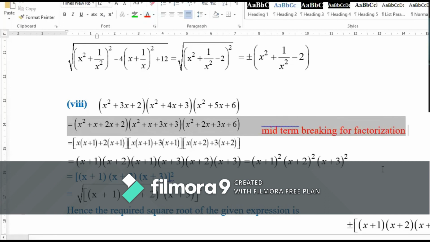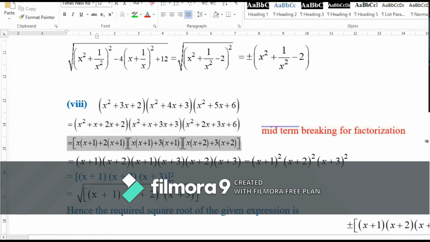So the purpose is just to give you some idea of what we are going to do. In each part, we have started the midterm breaking. In the first part, second part, and third part, the process of factorization is done. And you will see that each bracket or each part will generate two factors each, like x plus 1, x plus 2, x plus 1, x plus 3.